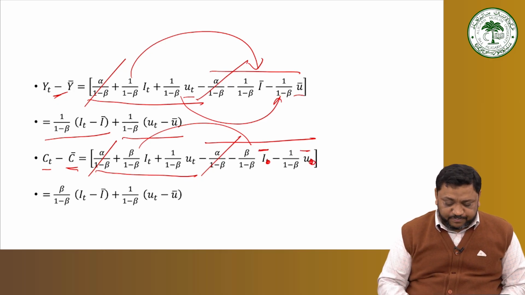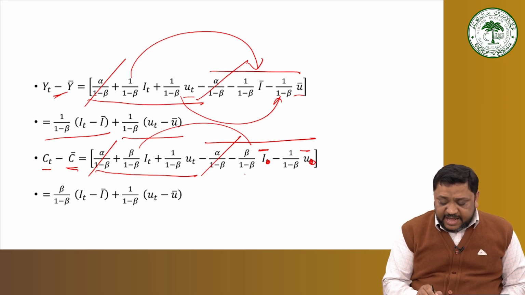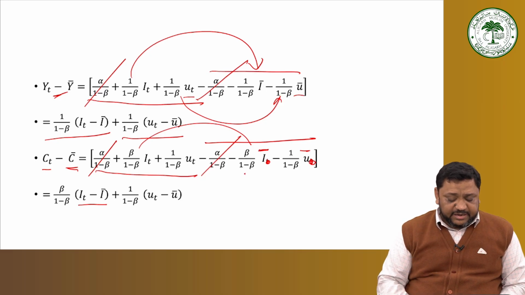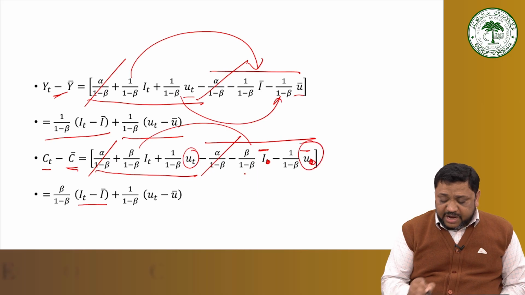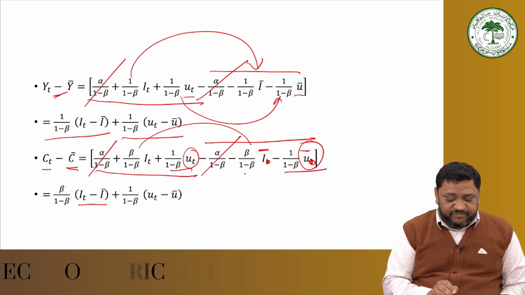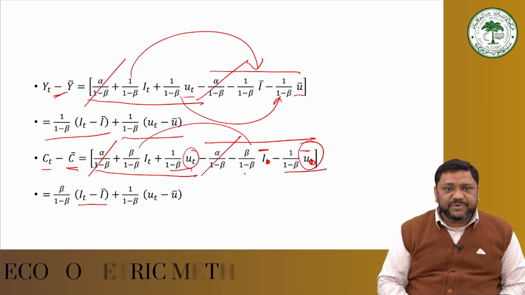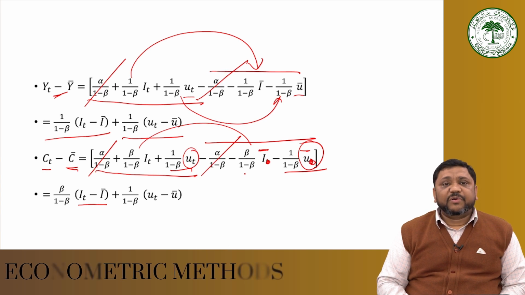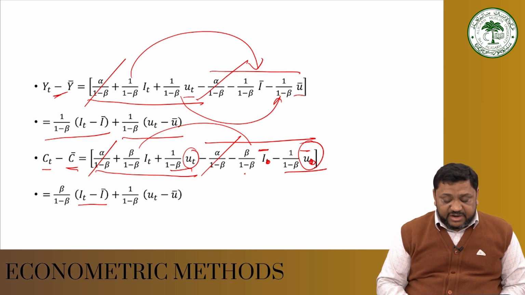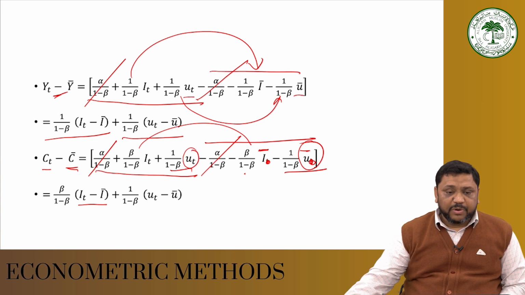Please note this correction. So now this it and i bar, we combine it: minus i bar multiplied by beta over (1 minus beta), and ut and u bar, these two terms we combine, and taking 1 upon (1 minus beta) common we can write as 1 divided by (1 minus beta) times (ut minus u bar).